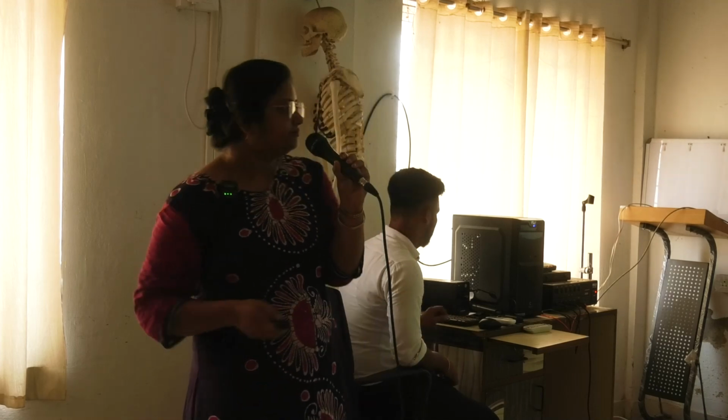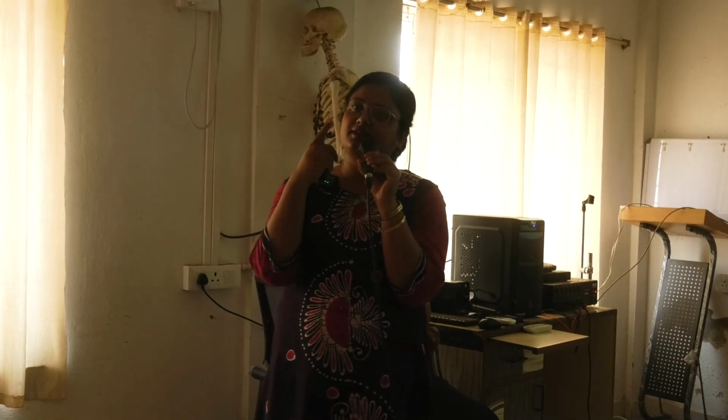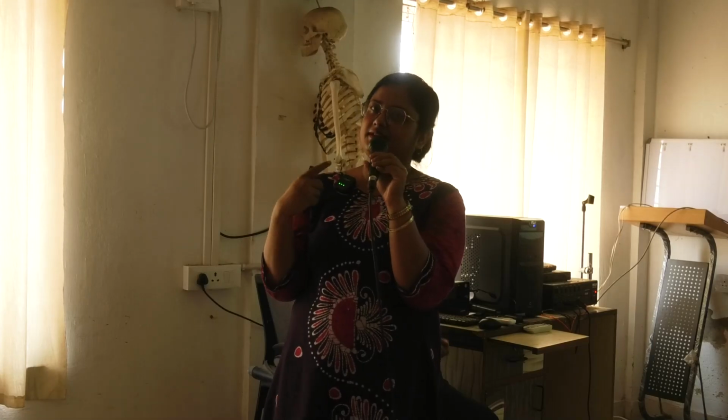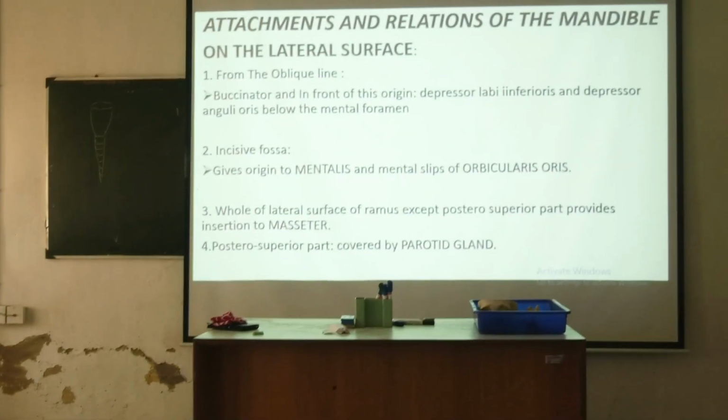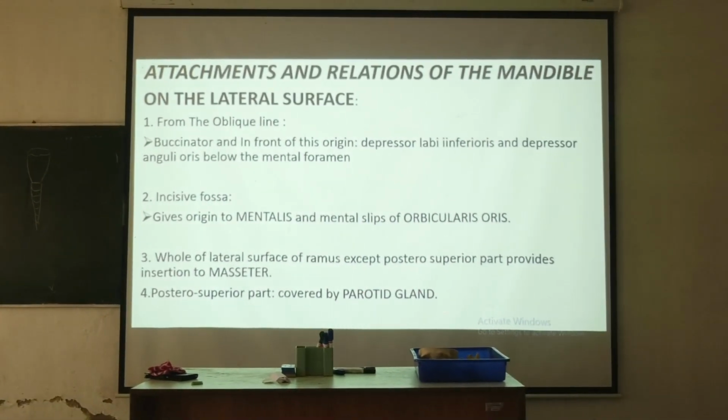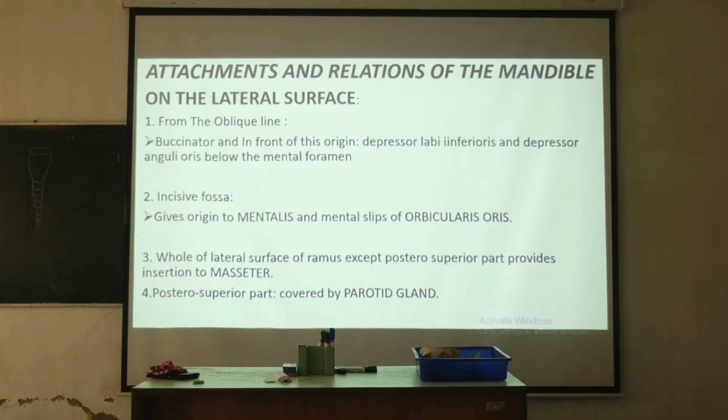To locate the facial artery, you have to see the masseter. You have to draw in surface marking the facial artery, facial vein like this. During that time, you have to locate the masseter here. That's why it is important, location of masseter. Posterior superior part is covered by the parotid gland. Okay.